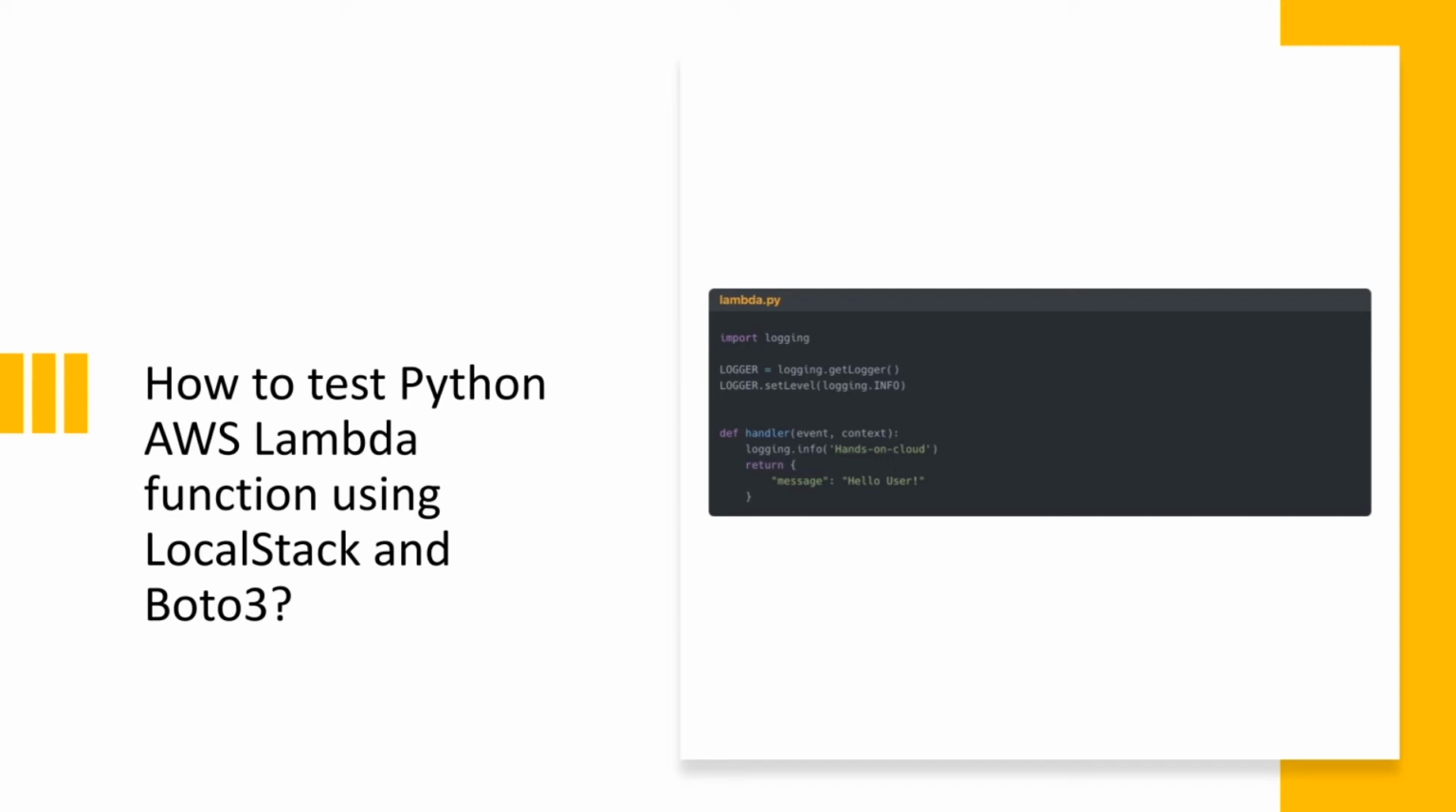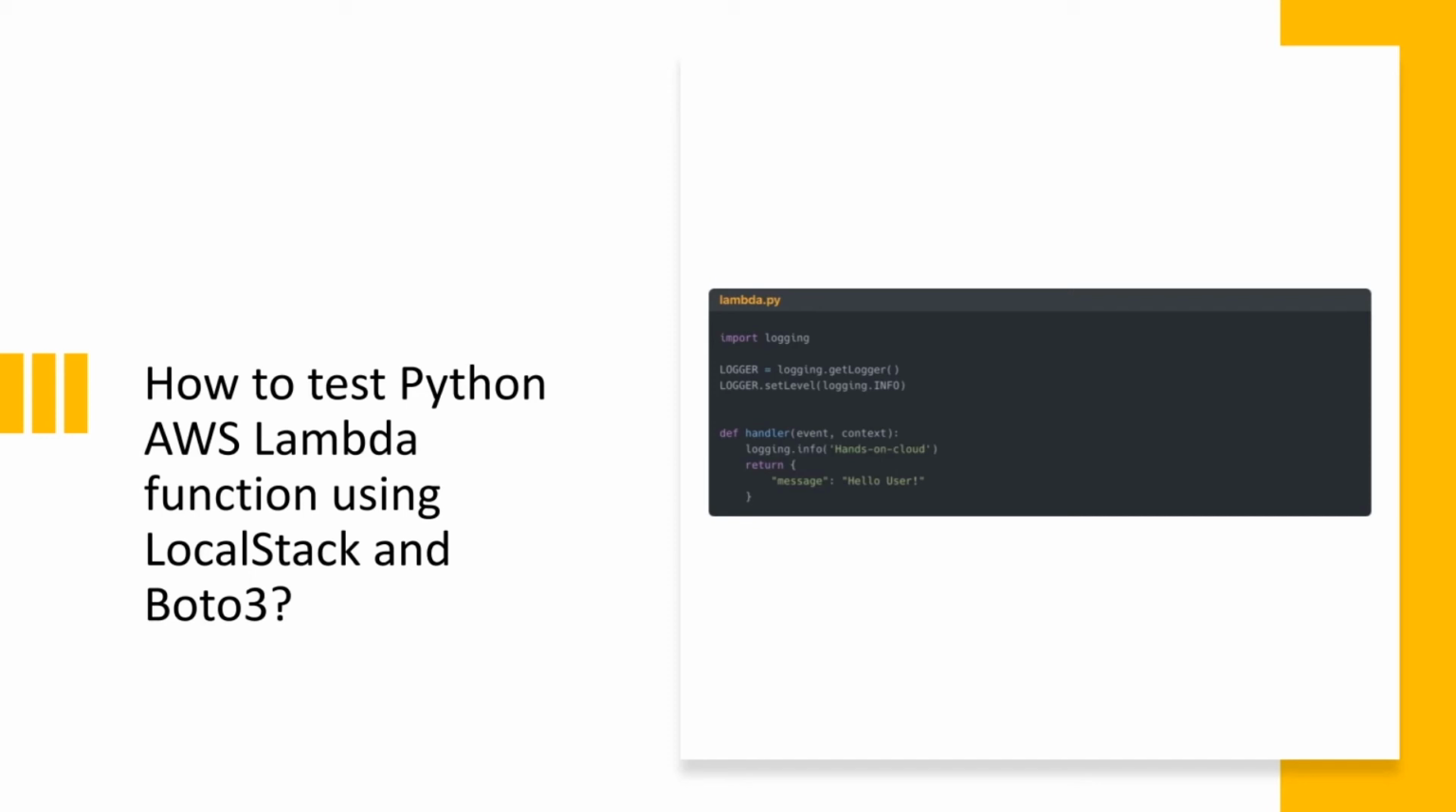We will use the Python PyTest module to invoke and test the Lambda function. You need to install the PyTest module before running the tests against Lambdas. To install PyTest, execute a regular pip command, pip install PyTest. Let's begin with the Lambda function code.